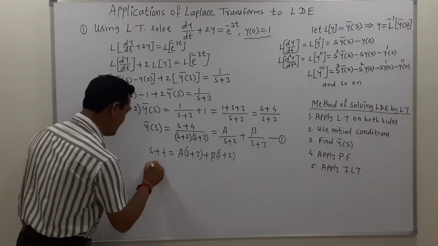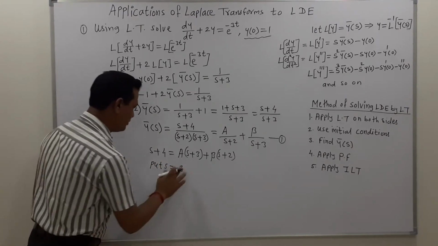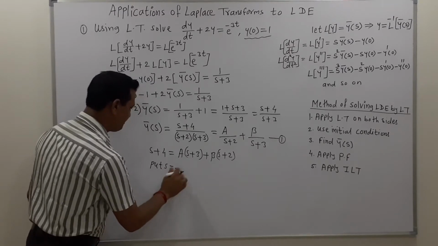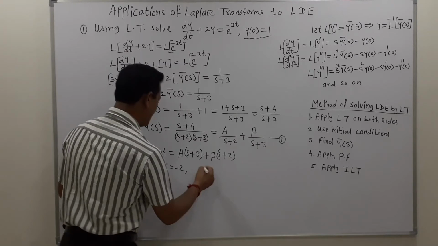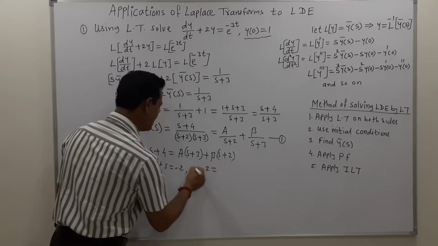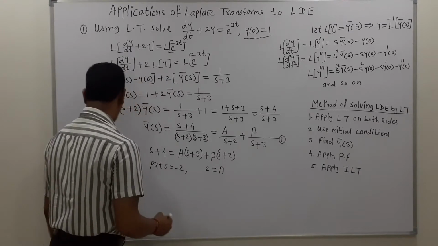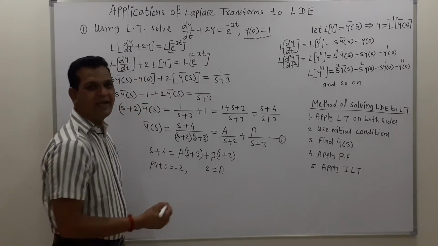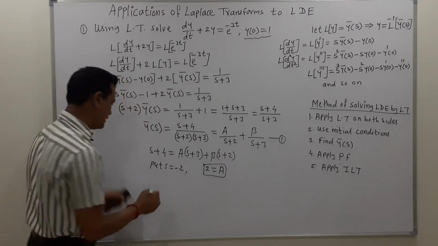So if we put s is equal to minus 2. First put s is equal to minus 2 so that we get the value of a. So we get this as 2 is equal to a. So we directly get the value of a as 2 after putting s is equal to minus 2.